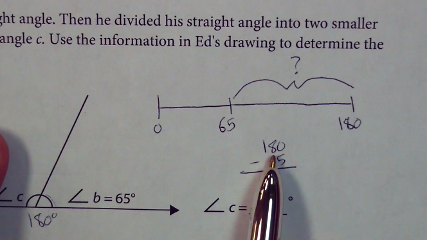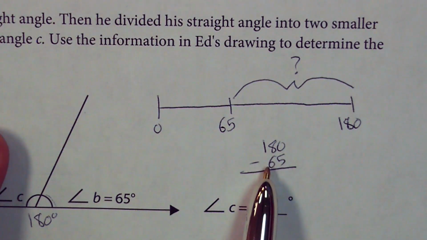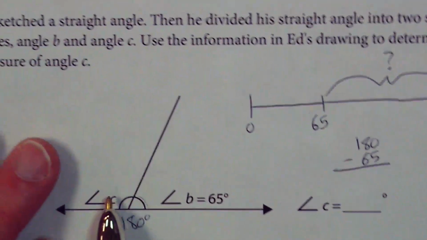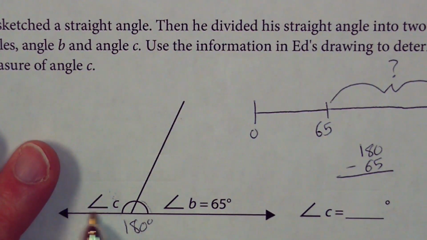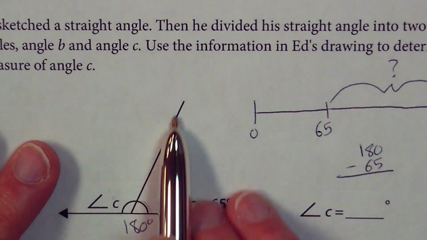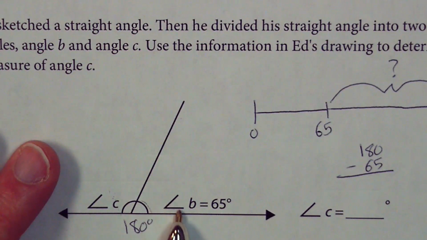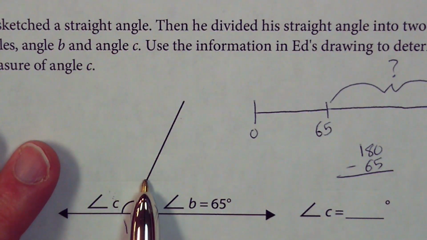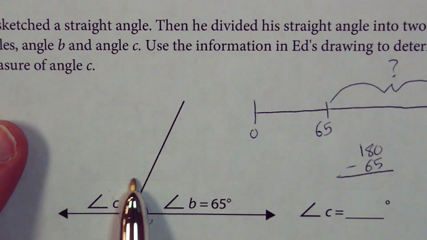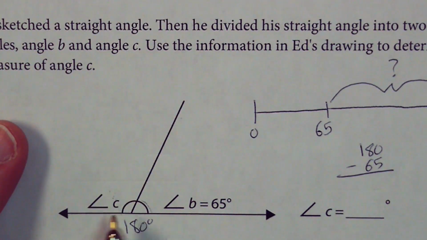Okay? But I'm going to let you choose whatever strategy you would like to figure out what this missing angle is here. Straight line's 180. They made this angle here, so this is 65. So we're taking 65 away from 180 to figure out what this angle is here. Okay? Go for it. Pause this video. Nail it. You got this.